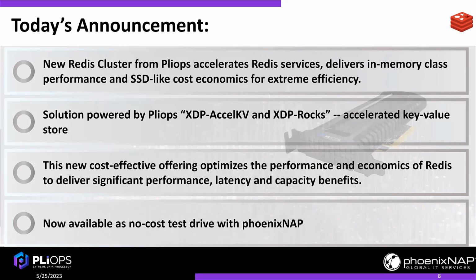This solution that we have announced is a cost-effective offering that optimizes performance and economics of Redis and delivers significant performance, latency, and capacity benefits. And of course, this is now available as a no-cost test drive with PhoenixNAP. Our goal here is to expand the footprint and outreach of our solution to customers out there who want to bring their workload and give it a try on this Redis cluster instead of somebody else's offering. Even if you're running things on Azure or on AWS, you can bring your workload and give it a try here.